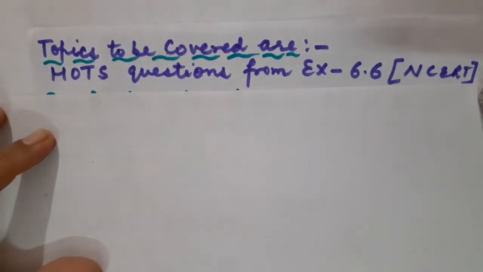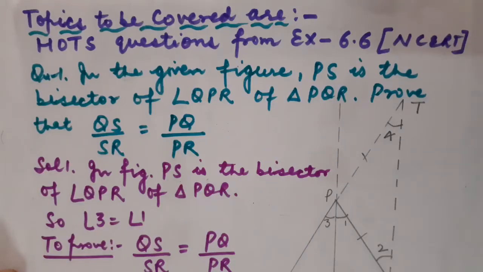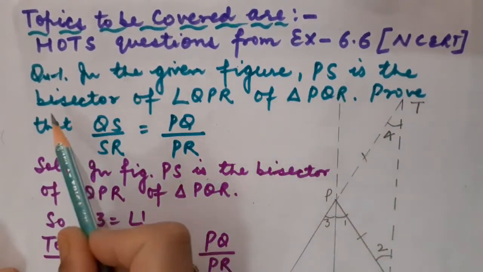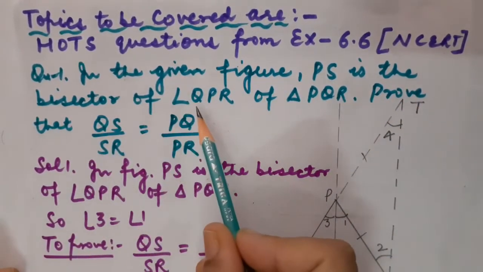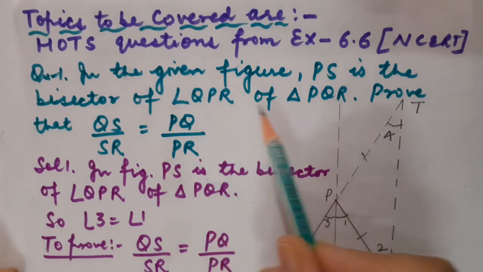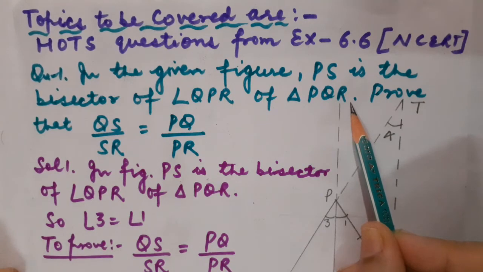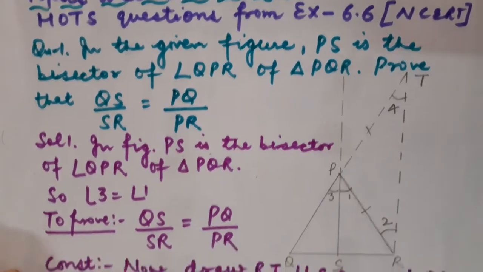Clear, students? So children, as from the name itself we can understand that these are HOTS questions, so we need to pay extra heed. Okay, so let us start. This is question number 1. In the given figure, PS is the bisector of angle QPR of triangle PQR. Let us check in the diagram.